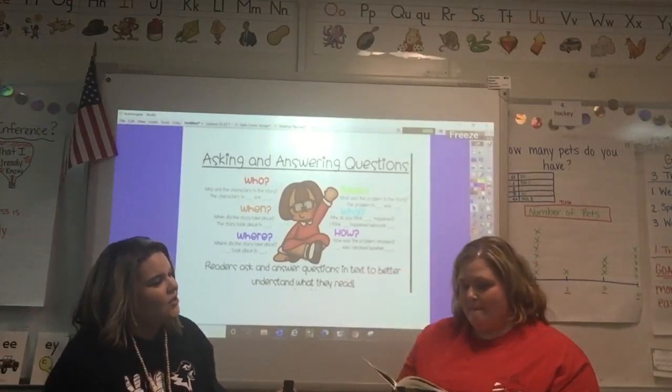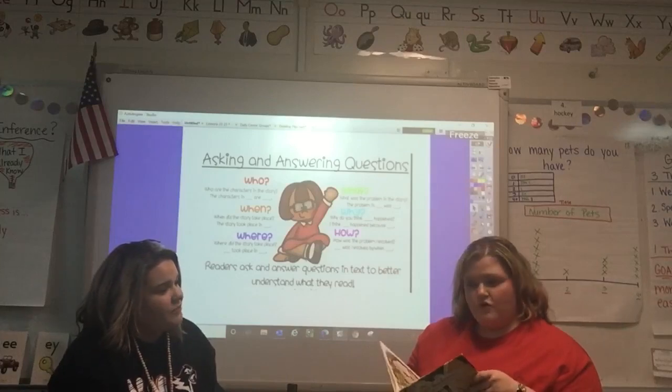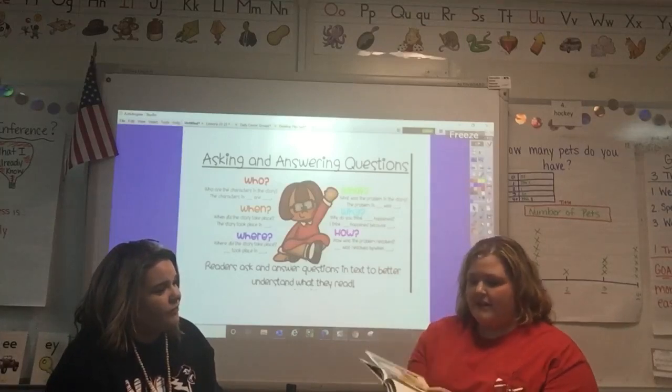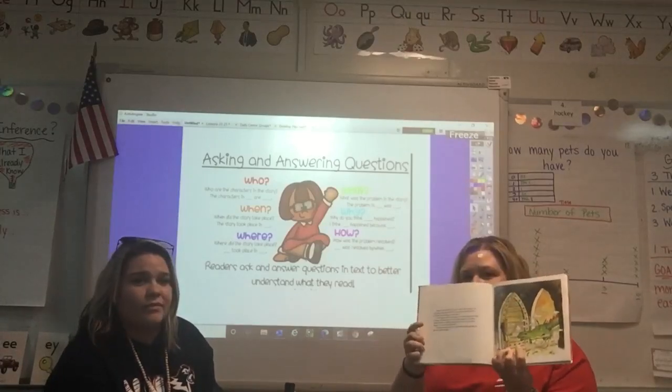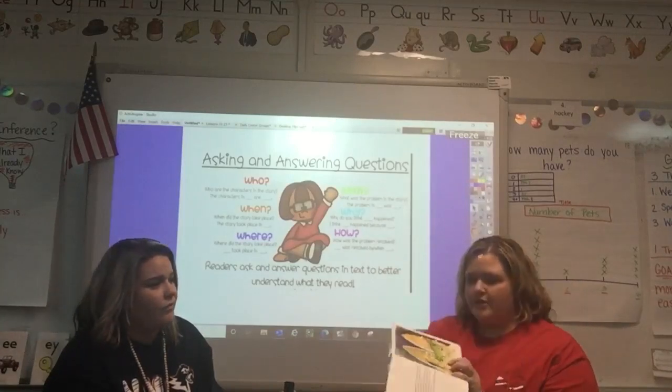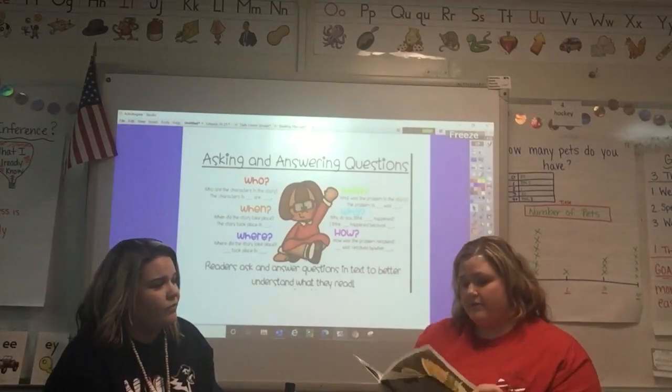Miss Forster, what's the current setting in the story? Ooh, it's the dragon's cave, and I can tell that by looking back at my illustrations or back at the text too. So we've changed settings a few times.